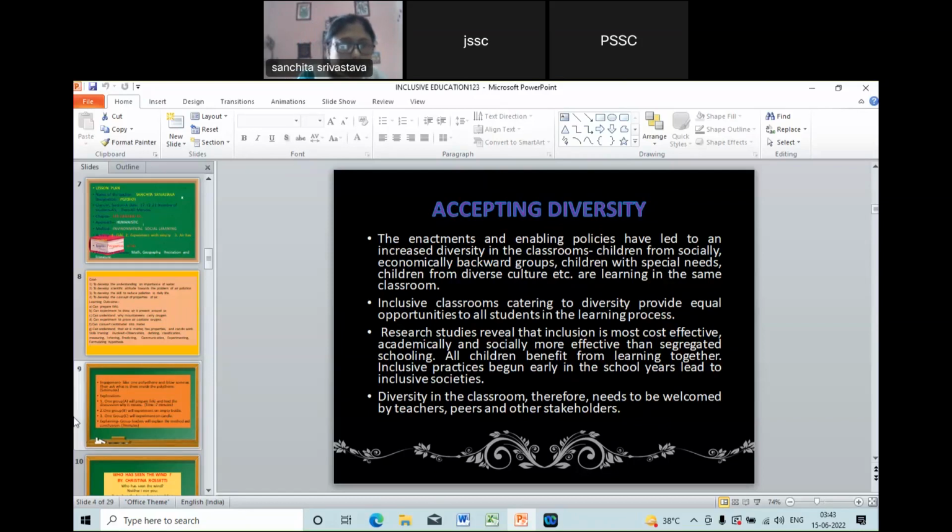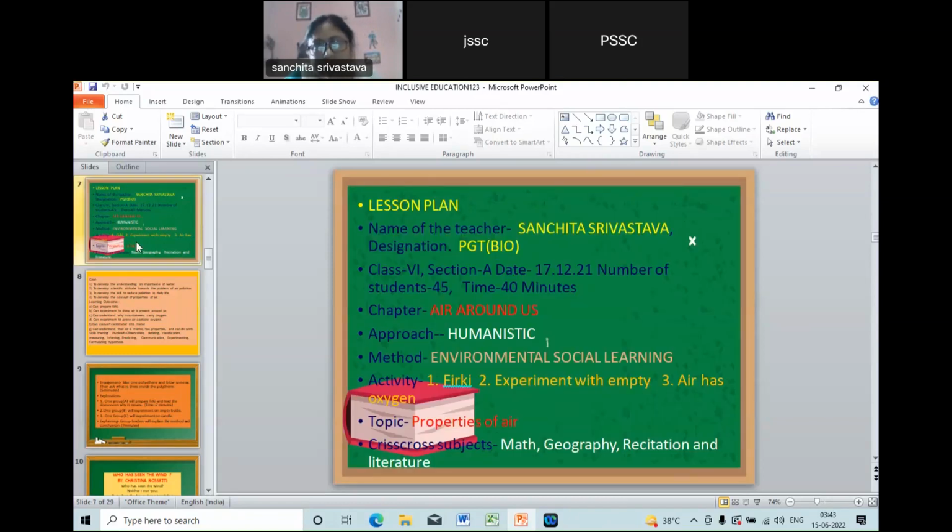Okay. Now, you see here, it is a very basic lesson plan format. It is made for a class 6 standard student. So here are the basics, name, designation, like that. Now here you see the duration, and the number of children in the class is 45. Out of those 45 children, since it is an inclusive classroom, we have merged the normal as well as the special children together.